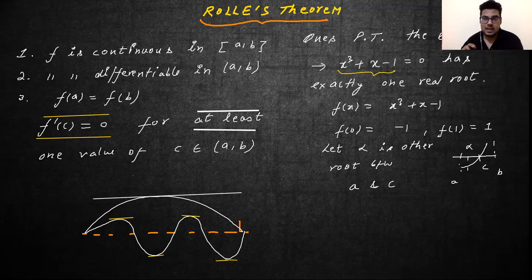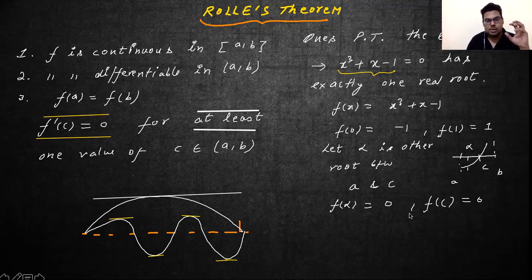Now we have assumed that there exists a root between this a and c, just to see whether this is really true or not, right? So f of alpha is equal to 0. We already know that f of c is equal to 0, right? This we know. Now understand one thing. You have f of alpha equals 0, f of c equals 0. So now f of a is equal to f of b, right? This is following this condition. This is a and here this is b. So f of a equals f of b equals 0.